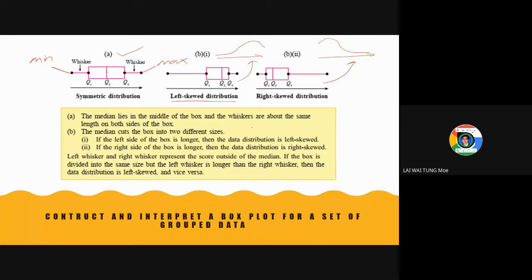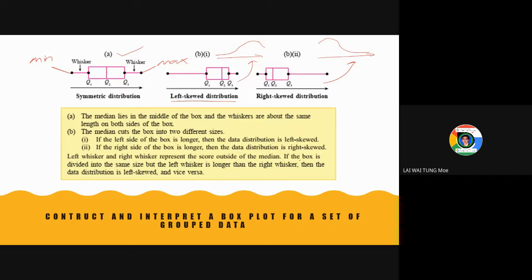So just look at the box plot and you know. Is this symmetric? Is it left skewed or right skewed? And then we can also look at the whiskers. The left whisker and right whisker represent the scores outside of the median.